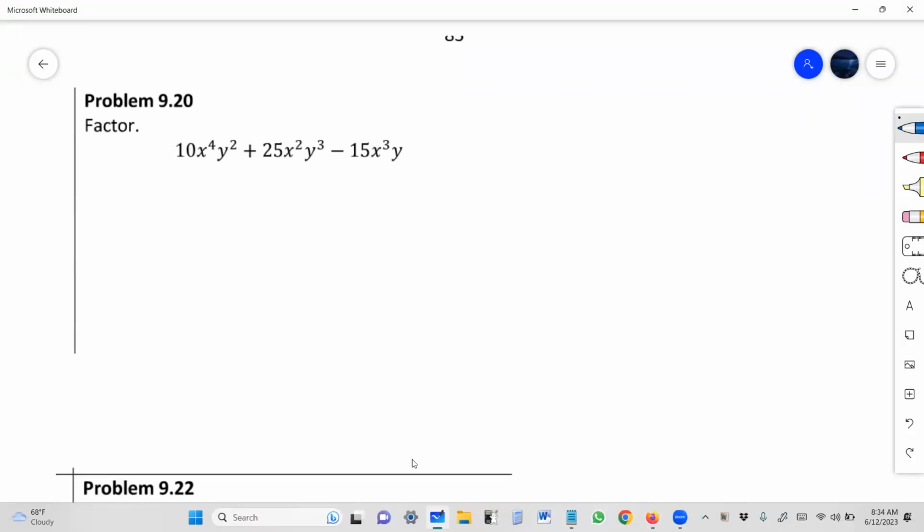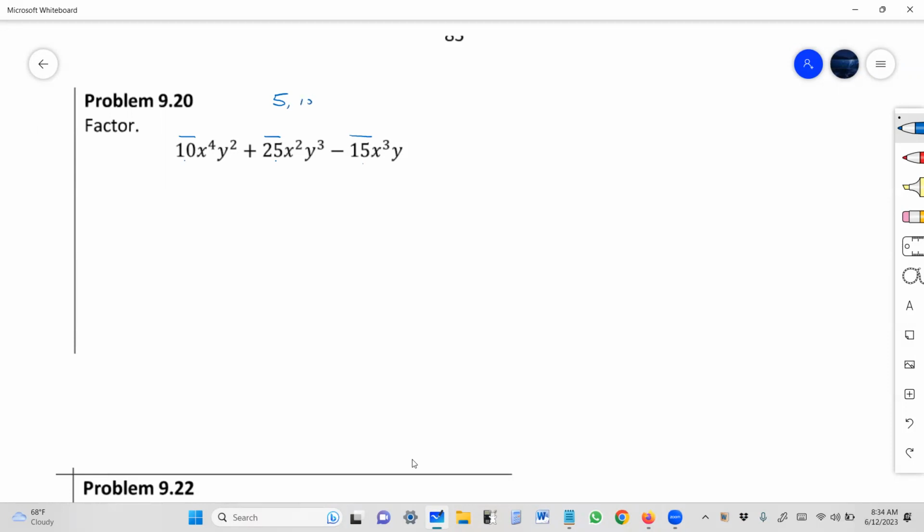at the three problems that I'm going to do. Problem 920. So I have three terms right here, 10x to the 4th y squared, 25x squared y cubed, minus 15x squared y. So as I said before, the first thing that we do, we have to find the greatest common factor among the numbers. So I have to find the largest number that can go into all three numbers. So the very first thing that comes to mind is 5. Yes, 5 goes into 10, goes into 25, and goes into 15. Perfect. Is there anything higher than 5?